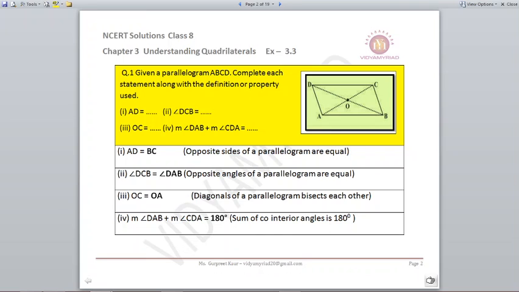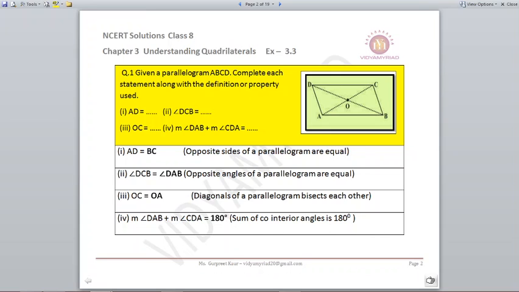You are given a parallelogram ABCD and you need to complete the statement with the definition or property used. Here you are asked AD is equal to dash. Now what is AD? AD is the side given, and we know that in a parallelogram opposite sides are equal. So we can say that AD is equal to BC.